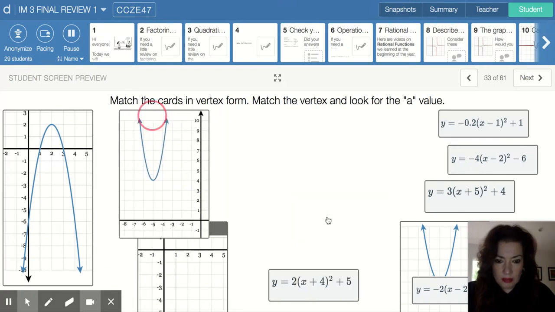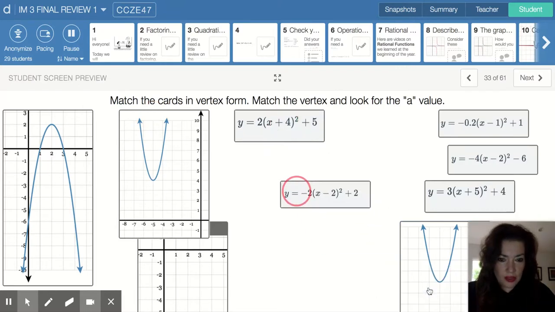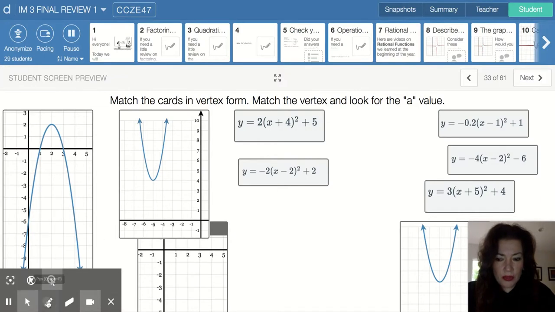and you can start with any equation really to match. So the two things you should be looking for first is the A value. The A value is going to determine whether the graph opens up or down. So what do I mean by the A value?